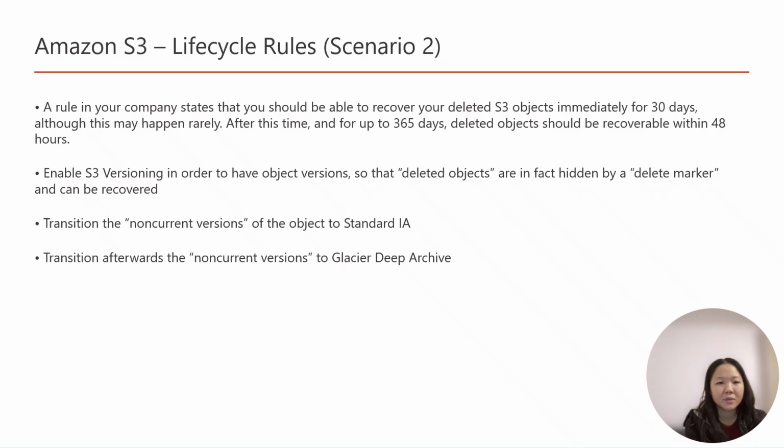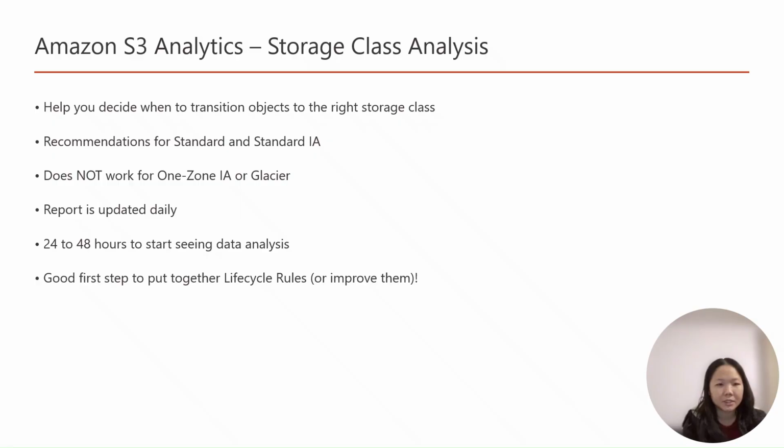Enable S3 versioning in order to have object versions, so that deleted objects are in fact hidden by a delete marker and can be recovered. Transition the non-current versions of the object to Standard IA. Transition afterward the non-current versions to Glacier Deep Archive.